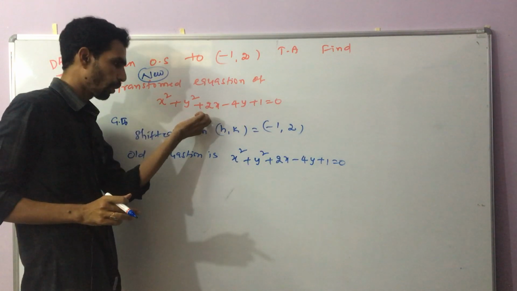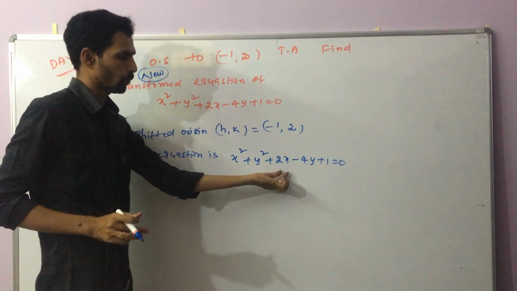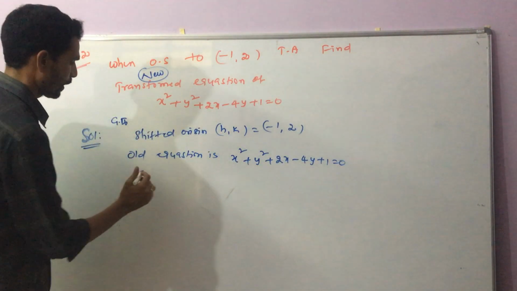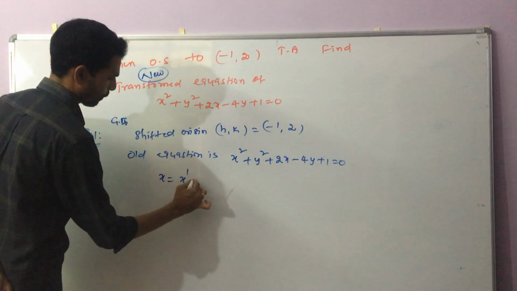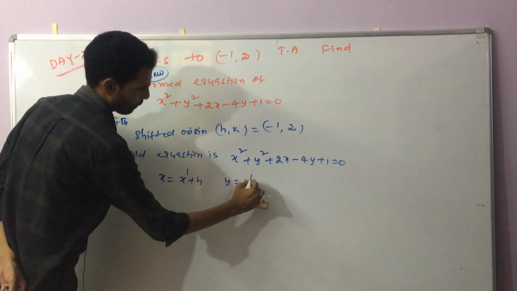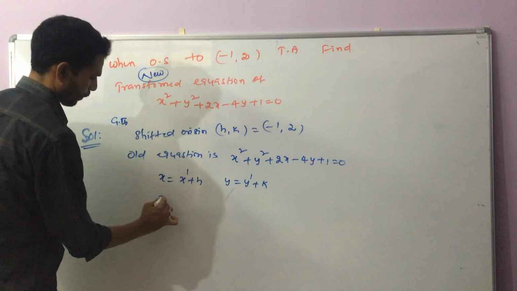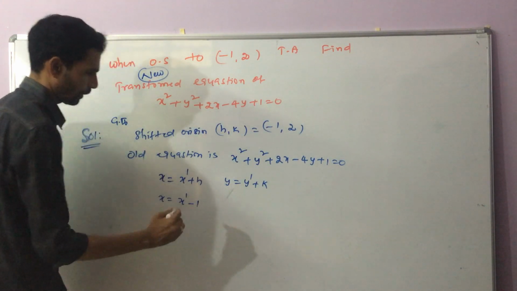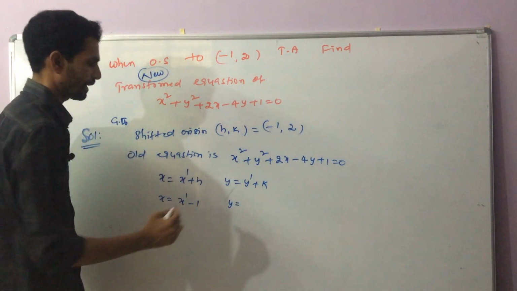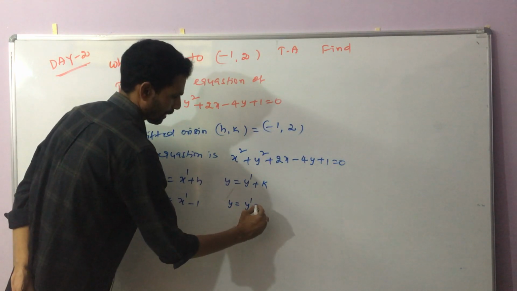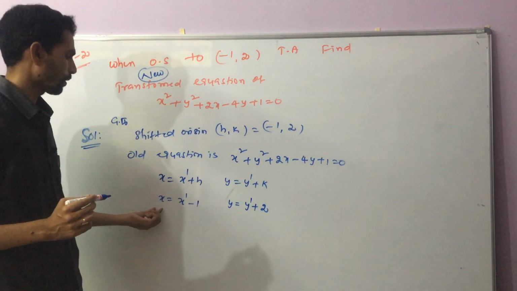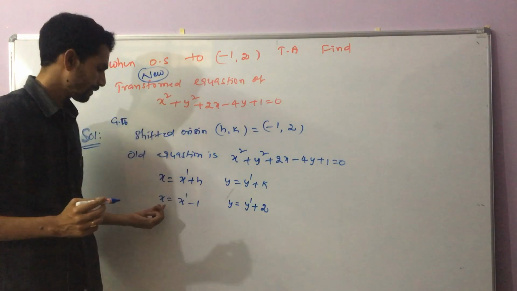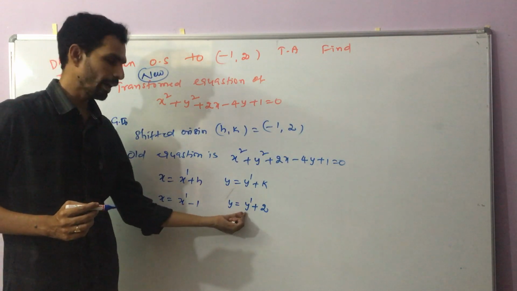New means the given one is old: x square plus y square plus 2x minus 4y plus 1 is equal to 0. The old equation can satisfy only old points. What is the old point here? x is equal to x dash plus h, y is equal to y dash plus k. What is the h value here? Minus 1. The k value is 2. Indirectly, x is equal to x dash minus 1, y is equal to y dash plus 2.